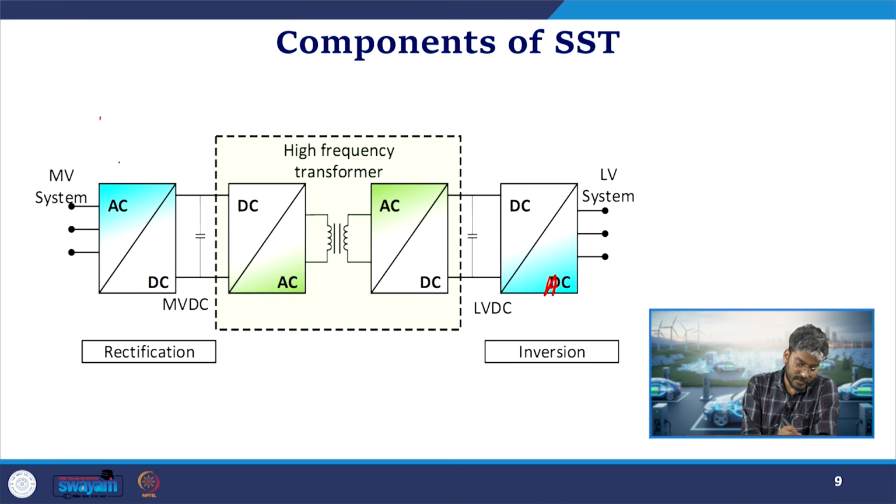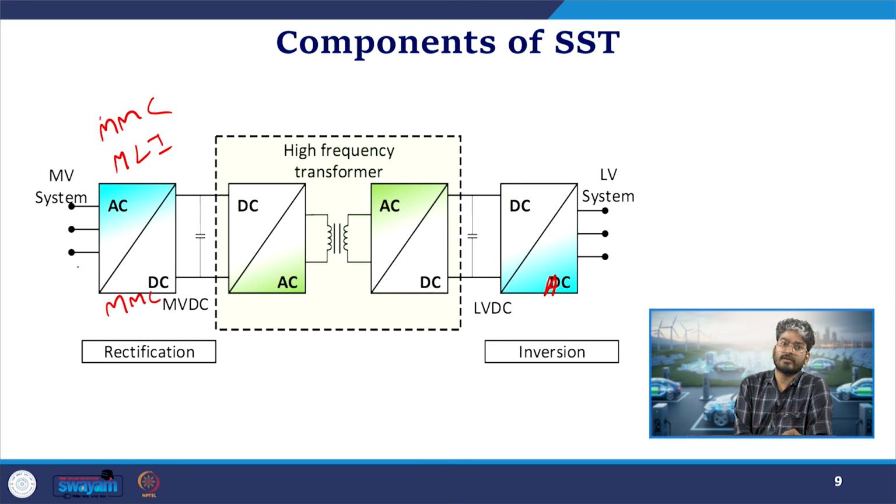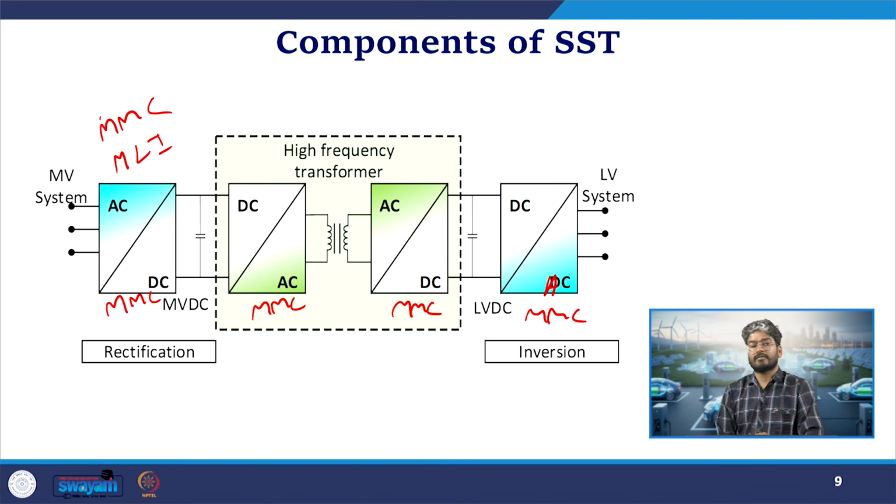We can use any MLI or MMC for the single stage of conversion. Suppose for example I am considering MMC to develop an SST. Here we will have one MMC which will be converting the low frequency AC to DC. Then another MMC which will convert the DC to high frequency AC. Then another MMC which will convert the high frequency AC to DC. Again another MMC which will convert the DC to a conventional frequency AC. Similarly, I can use any MLI as per my requirement.